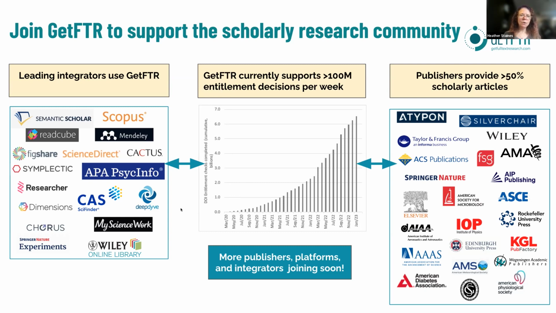In the center there, what you see are the more than 100 million entitlement decisions that GetFTR fields per week. You can see that steady growth since back in the spring of 2020. We're very pleased with that curve, and more publishers, platforms, and integrators are joining soon. Next slide, please.